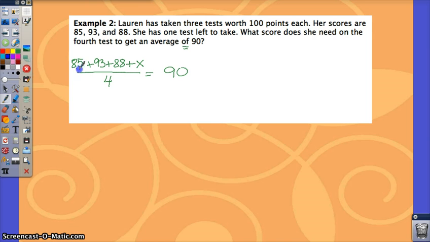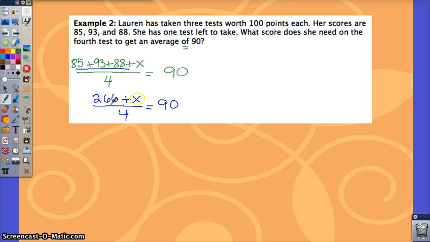Let's simplify this. I can add all 3 of these together: 85, 93, and 88. That's going to be 266 plus X divided by 4 equals 90. To get X by itself, here's my X, I want to isolate it. I need to get the adding 266 away, and I also need to get the dividing by 4 away.